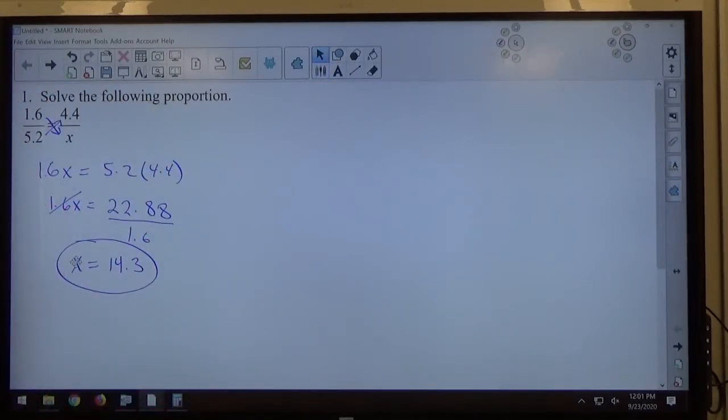So that's the first problem on the study guide. First problem on your test will be a proportion. Just make sure you cross multiply correctly. You're allowed to use calculators on this chapter, so feel free to use a calculator to help calculate. Problem 2.